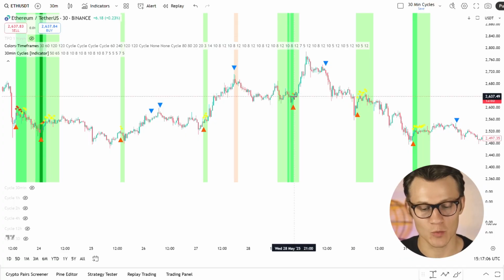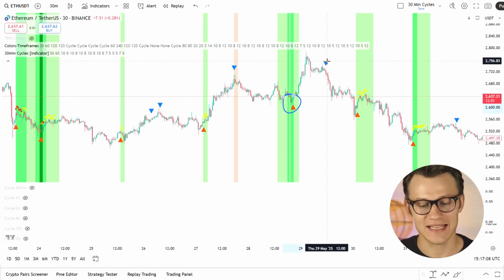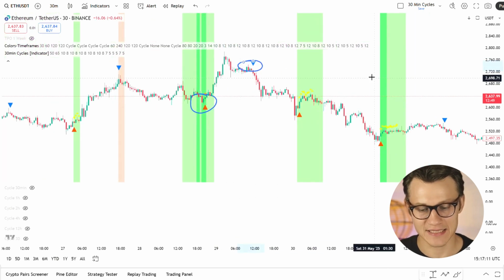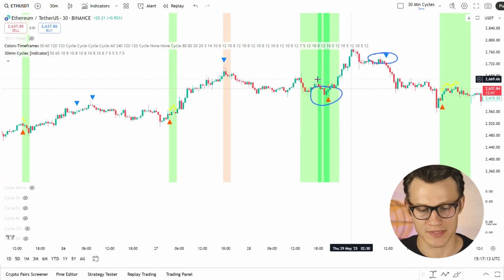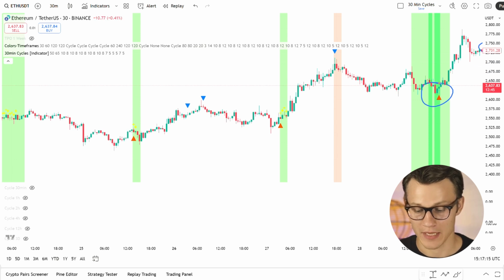I developed a scalping strategy that shows perfect entry and exit opportunities on every single cryptocurrency. If you take a look at the chart, you will identify a lot of buy and sell signals. The buy signals are marked in red while the sell signals are marked in blue. As you can see as well, we have background colors in the chart.